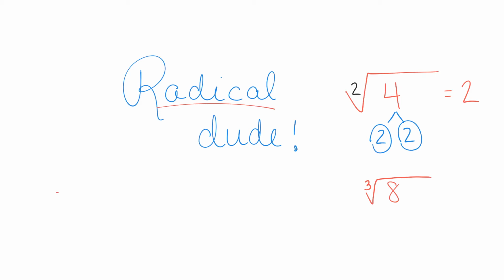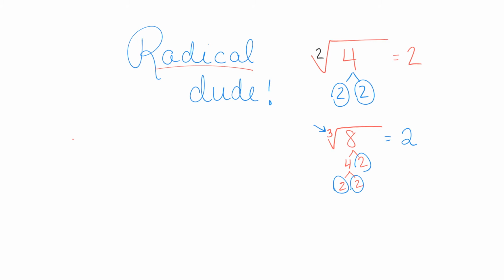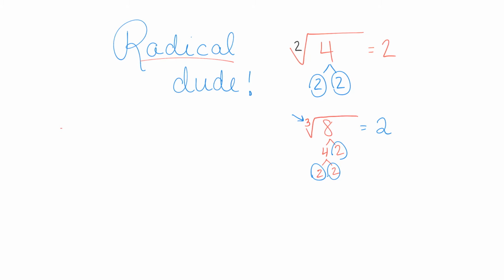And the cube root of 8, if we break this down to 4 and 2, our 4 breaks down to 2 and 2. And check that out. How many 2's do we have? Well, we have 3. So the cube root of 8 is 2. See how this works? Now, if we're dealing with a cube root, we write the 3 because it's not the norm. The 2 is the norm.